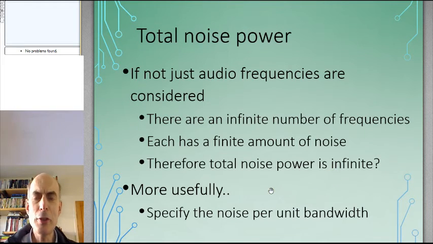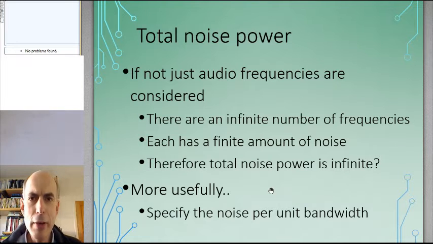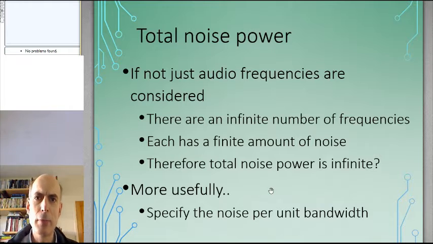Now, there's an interesting thing about this idea. In theory, at least, there are an infinite number of frequencies. There's no upper limit to frequency. And if we have a finite amount of noise in each frequency band, but an infinite number of frequencies, then we should therefore have an infinite noise power. Well, that paradox is actually one of the observations that led to the development of quantum mechanics, but that's not really a relevant story for us at the moment.